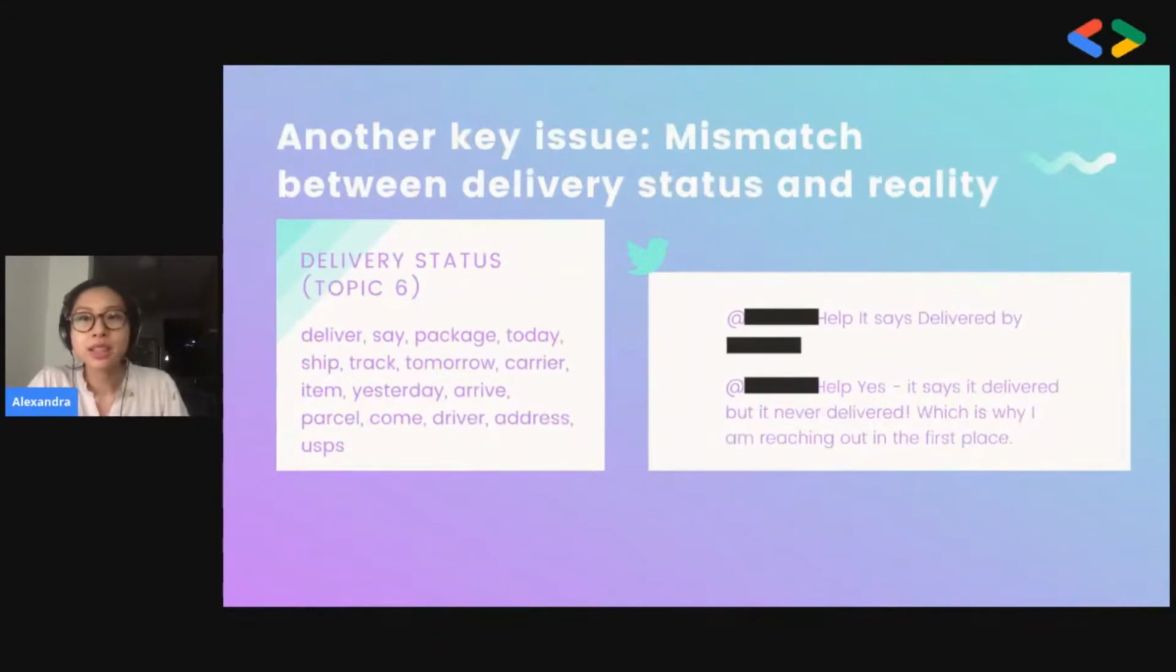And another one is where you have tweets that are about how the delivery status does not match what's actually happening in reality. And this is about slightly above 10% of the tweets. And here, the more common words would be things like deliver, say, package, today.